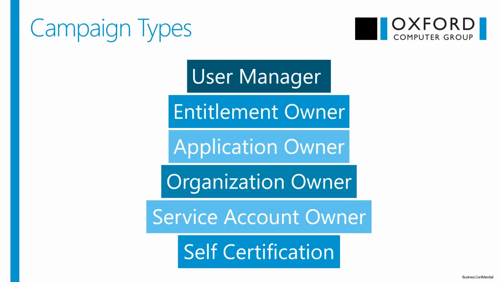So we have different types of campaigns in Saviynt. We have a user manager campaign. Basically, what it sounds like, I'm going to review all my direct reports, their access, and their accounts. I have an entitlement owner campaign.